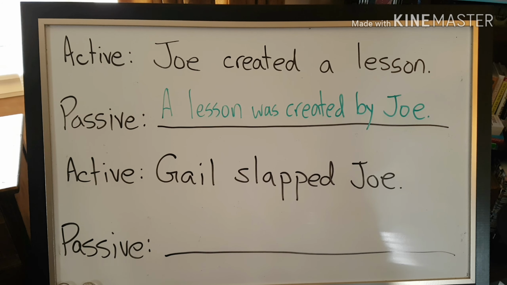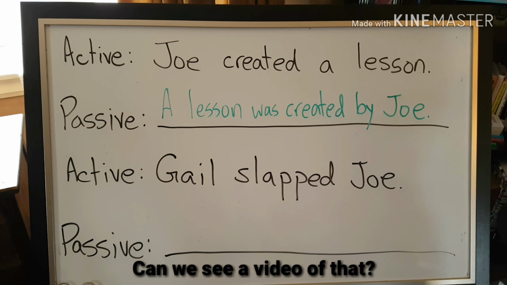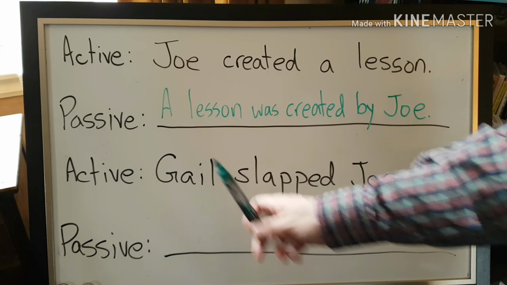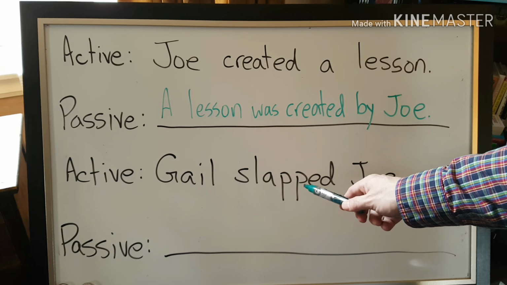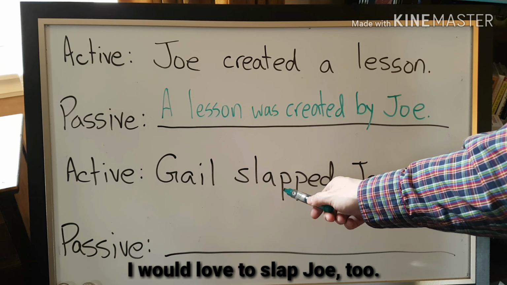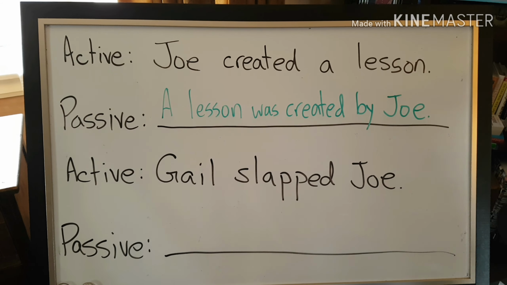The active sentence is Gail slapped Joe. So Gail, that's the subject, that's my wife. Slapped, that's you hit somebody with your hand. That's the verb. And Joe, that's the object. So now, let's pause the video again and see if you can figure out how to change this over.